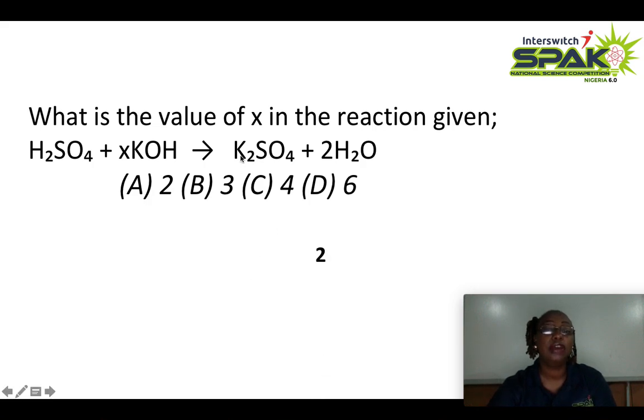Because on the product side you have potassium K2, so definitely this will have to be 2 to balance the reaction.